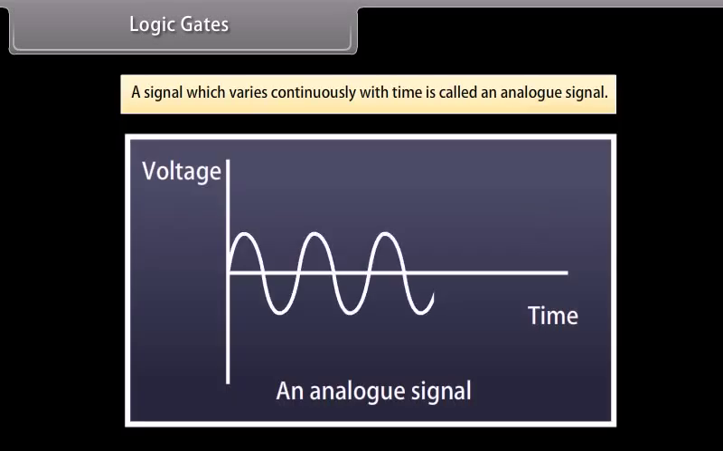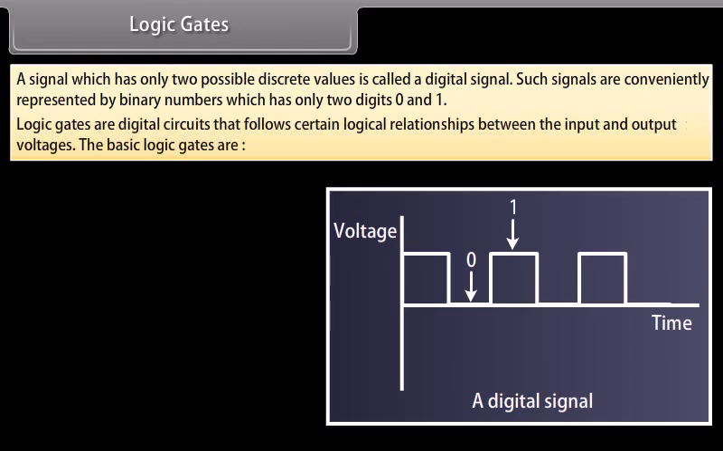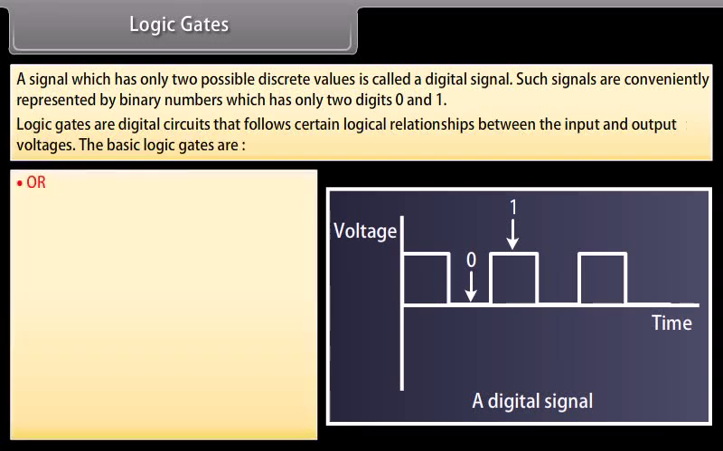Logic gates. A signal which varies continuously with time is called an analog signal. A signal which has only two possible discrete values is called a digital signal. Such signals are conveniently represented by binary numbers which have only two digits, 0 and 1. Logic gates are digital circuits that follow certain logical relationships between the input and output voltages. The basic logic gates are OR, AND, NOT, NAND, NOR.